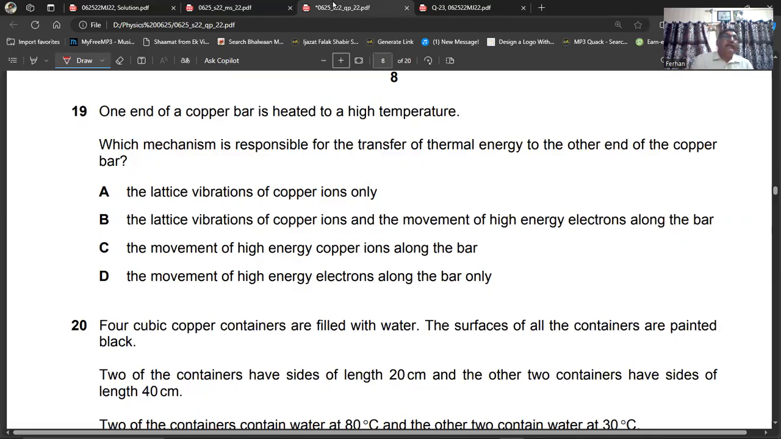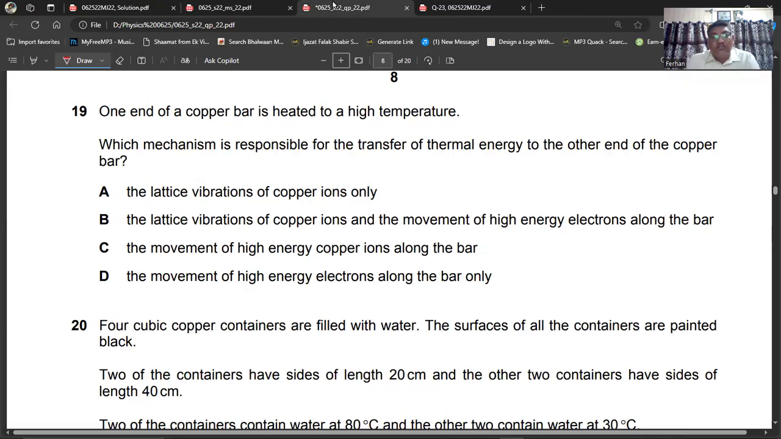And this happens as the energy is transferred by the vibration of the particles on its lattice. The copper also has free electrons, so the diffusion of the free electrons takes place, meaning that the electrons at the hot end absorb thermal energy, and they go to the cold end, and they collide with the molecules there, and in this way they transfer the energy from the hot end to the cold end.